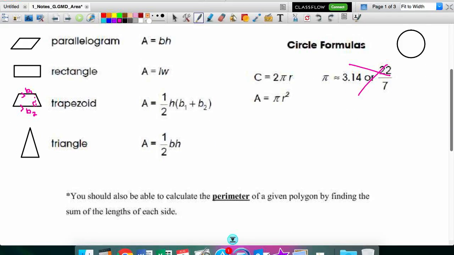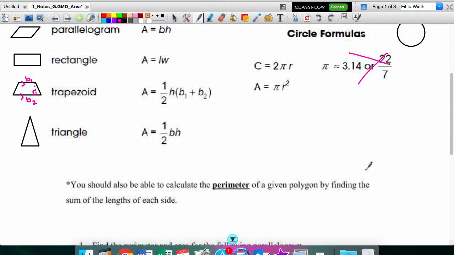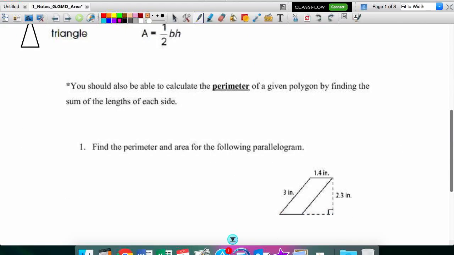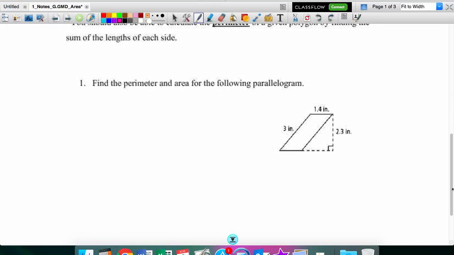Okay, right down below your formulas, we have a little note about perimeter. Perimeter is essentially the sum of all of the side lengths. So for any polygon, to find the perimeter, all you have to do is find each side length and add them all up.